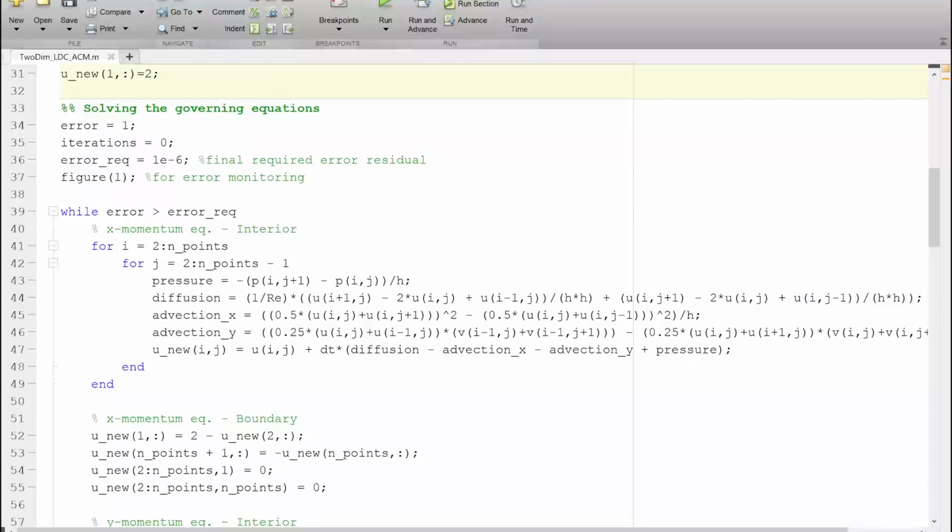So back to the solution of the Navier-Stokes equation. Just like every other lecture where we have written a MATLAB code, we start by defining an error, which ultimately we want to bring below a required error threshold. Initially we say that we haven't done any iterations. And here I'm also opening a figure, which I would be using for error monitoring.